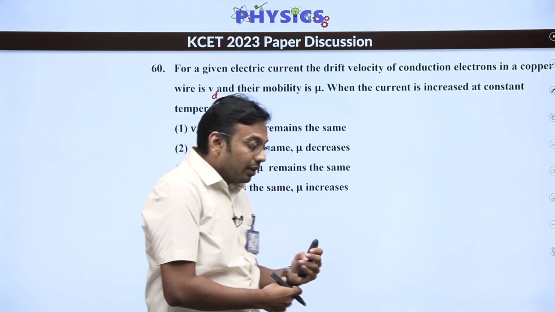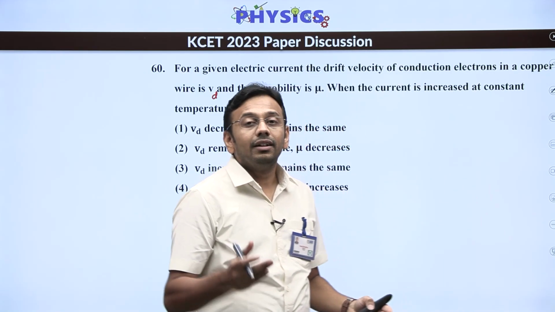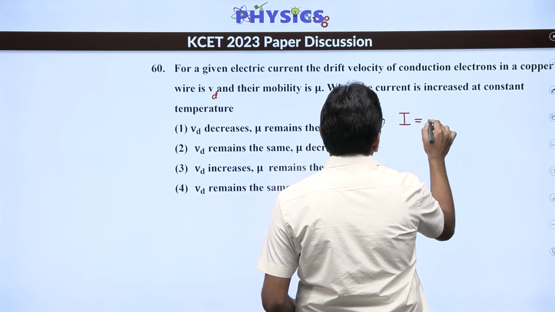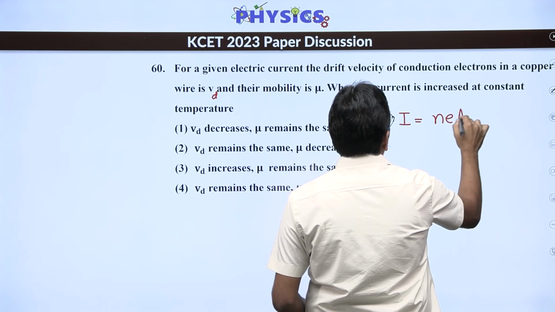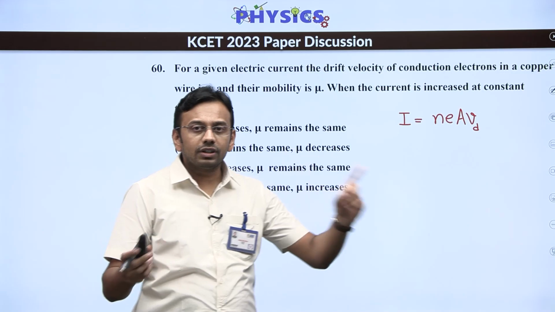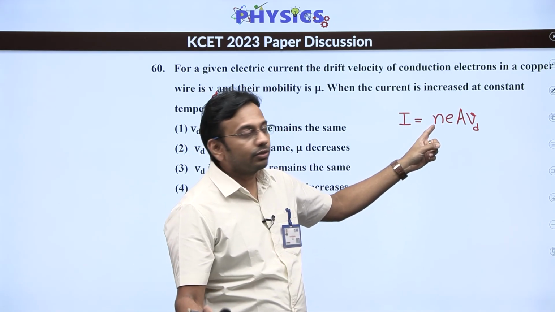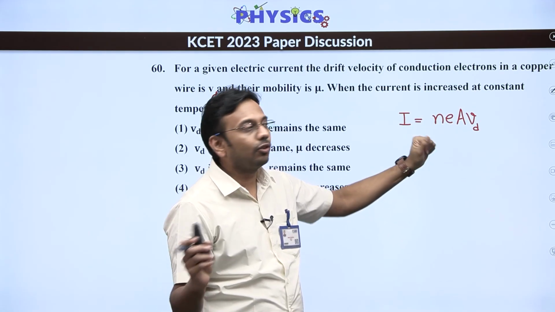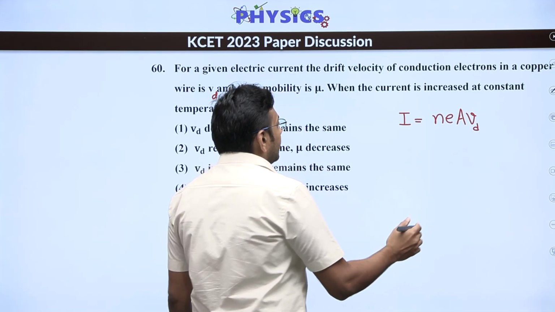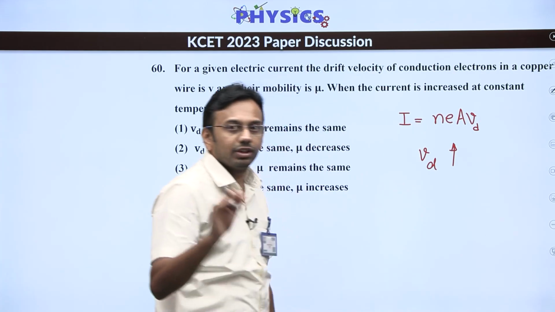Okay. Now, if the current is increased at constant temperature, we know very well the drift velocity is going to increase. We have this relation I equal to n e A Vd. Okay. At constant temperature, number of free electrons is not going to change. e, electronic charge, is of course a physical constant, and area of cross section will not change. So, definitely Vd increases. Vd is going to increase, this is for sure.